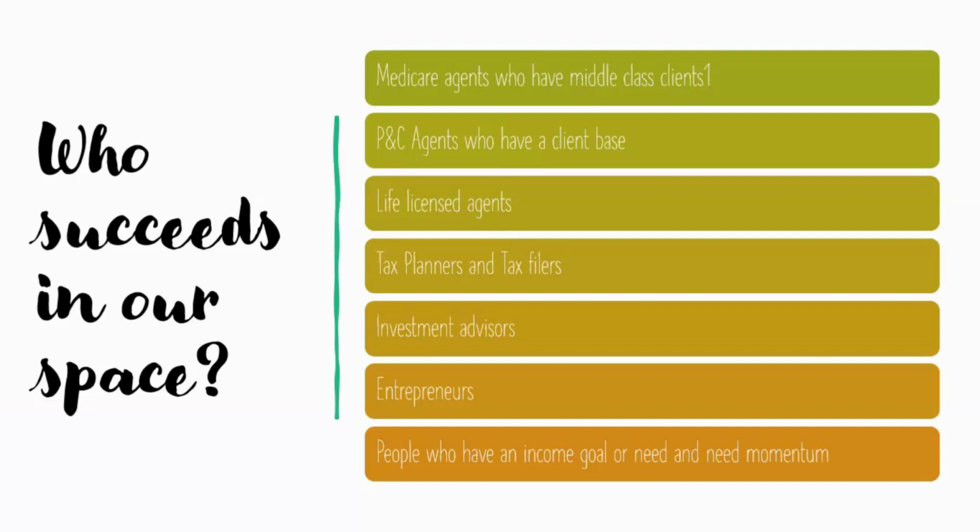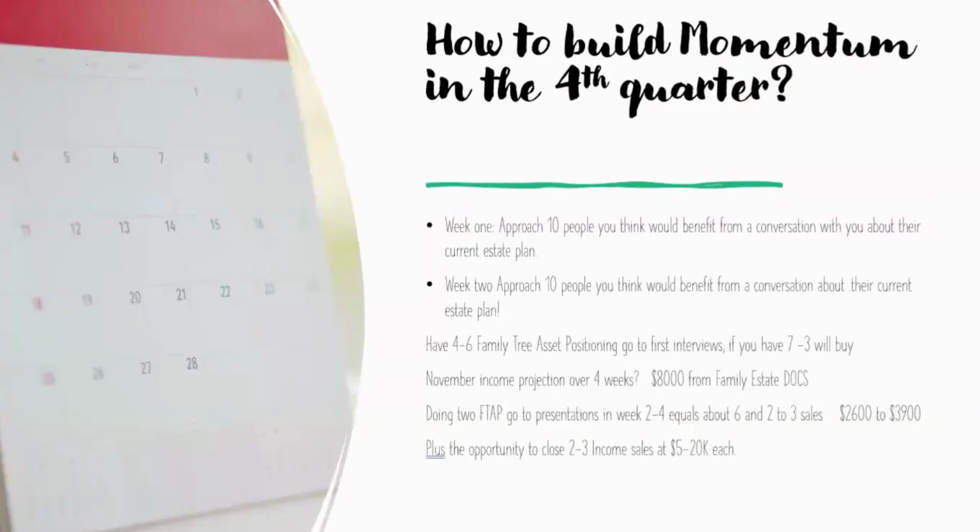And the other people, though, that succeed in our space are people who have an income goal and need momentum. There's that word again. That word ought to light you up like a light bulb. So how do you build momentum for the fourth quarter? Again, you got to look at your calendar.